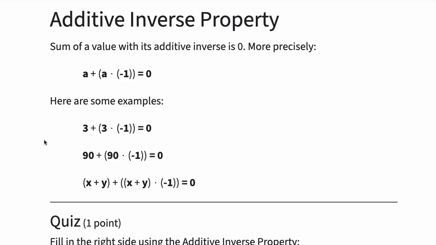The additive inverse property says that the sum of a value with its additive inverse is 0. More precisely, a plus a times negative 1 is 0. Here are some examples. 3 plus 3 times negative 1 equals 0. 90 plus 90 times negative 1 is also 0. And finally, x plus y plus x plus y times negative 1 equals 0.